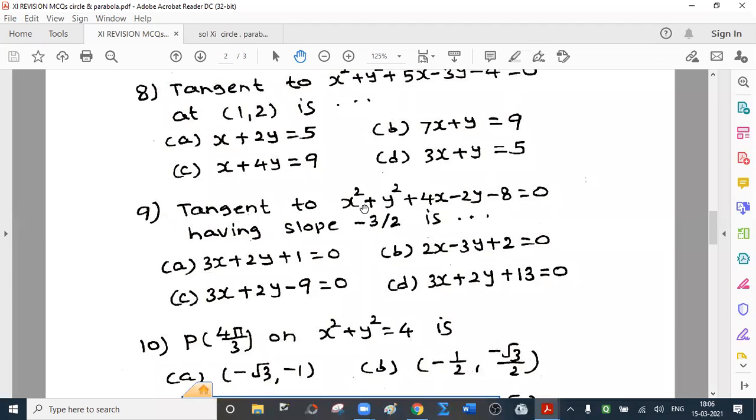Ninth one, tangent to circle x square plus y square plus 4x minus 2y minus 8 equal to 0 having slope minus 3 by 2 is. These are the 4 options. One obvious method is check which line has slope minus 3 by 2. For that you should know how to get the slope. Slope is negative coefficient of x upon coefficient of y, provided both the terms, I mean terms in x and y, are on the same side. So minus 3 by 2. Here it is 2 by 3. So B cannot be the correct option.